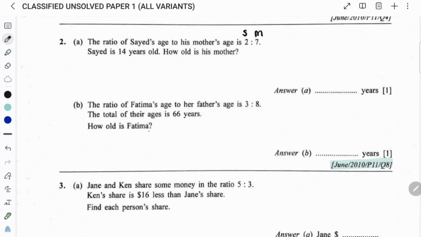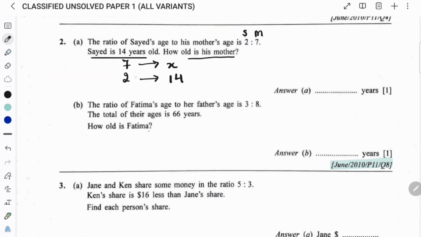So you know that 7 is the ratio for his mother, and Sayyid is 14 years old, and they're asking you to find out his mother's age. So 7 is the ratio of his mother, and that is x, which we have to find out. Okay, and 14 is the age of Sayyid, and his ratio is 2.